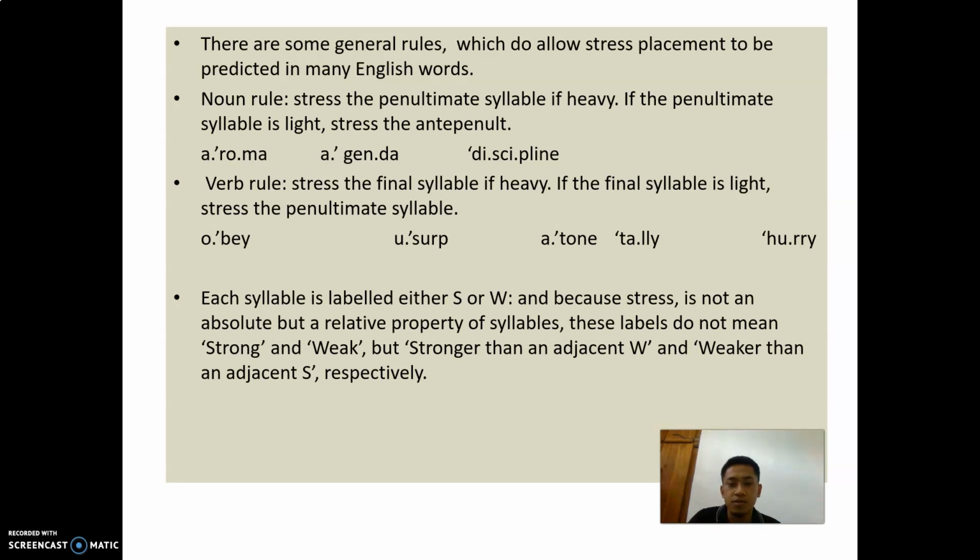Each syllable is labeled either S or W, and because stress is not an absolute but a relative property of syllables, these labels do not mean strong and weak, but stronger than an adjacent W and weaker than an adjacent S, respectively.